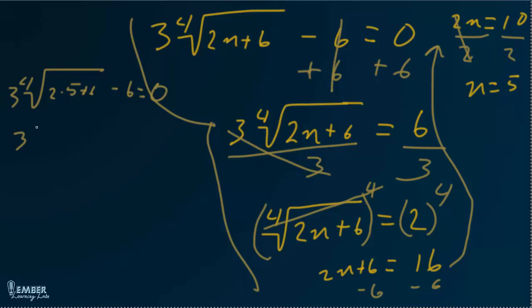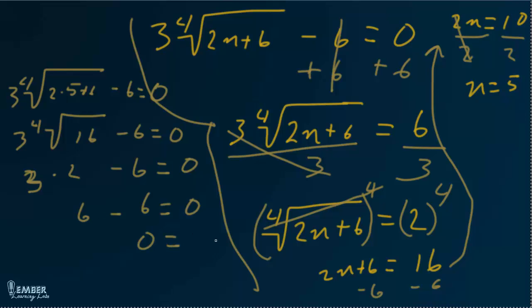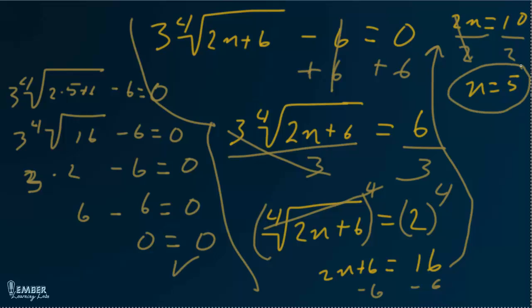So we have 3 times the 4th root of 10 plus 6 is 16, minus 6. Does that equal 0? 4th root of 16 is 2. So 3 times 2 minus 6. Does that equal 0? 6 minus 6 equals 0. So 0 equals 0. It checks. Our answer is n equals 5.